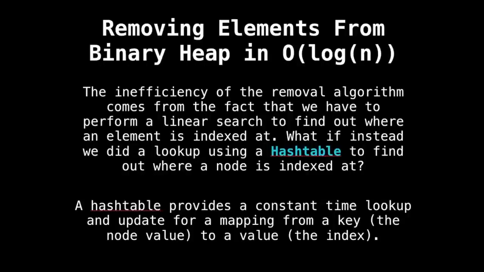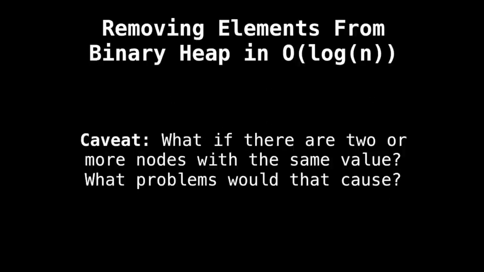The way we're going to do this is that every node is going to be mapped to the indexes found at. So when we want to remove a particular node, we just look up its index instead of doing a linear scan. Sounds good, right? That sounds great, except for one caveat or two. What about if the heap has multiple nodes with the same value? What problems would that cause? Well, just a few, but nothing we can't handle.